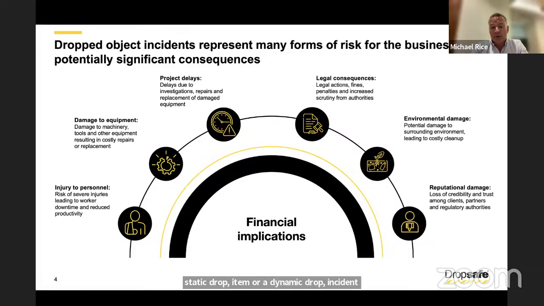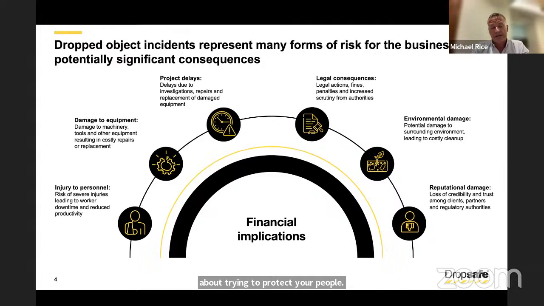So why is it important to prevent dropped objects? Well, some of these reasons that you see on the screen are fairly obvious. Clearly, the most important is injury to personnel. When I attend meetings at very many customers around the world in a wide range of industries, I always see the sign that safety is our number one priority. And I think at the core of that is always about trying to protect your people. And that is part of the Dropsafe mission as well.